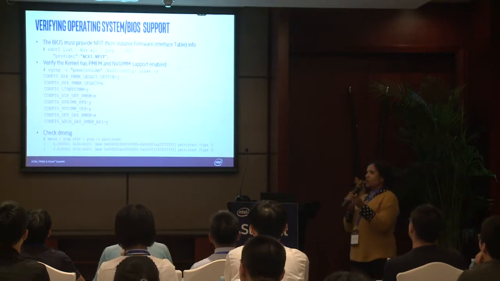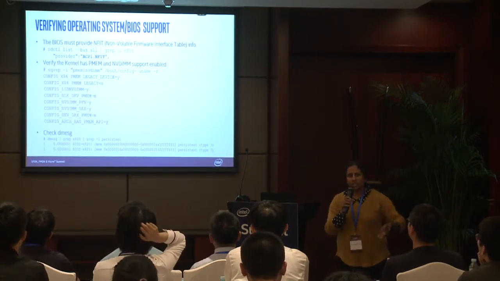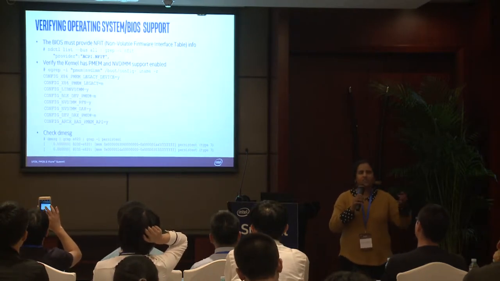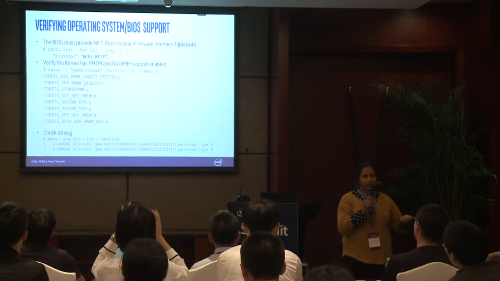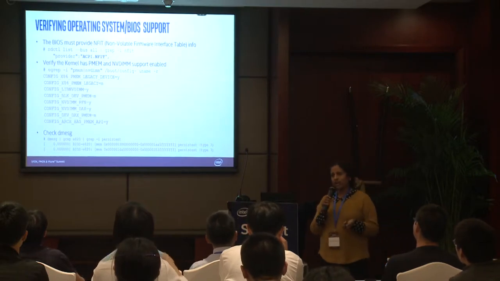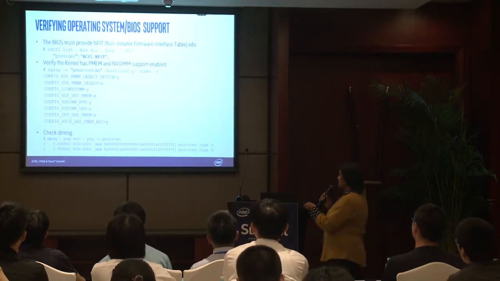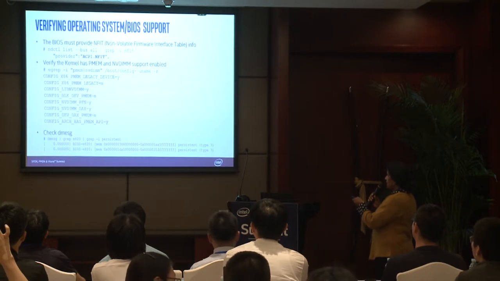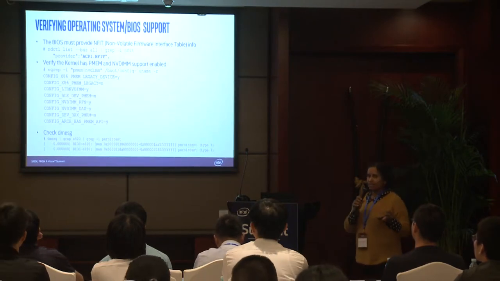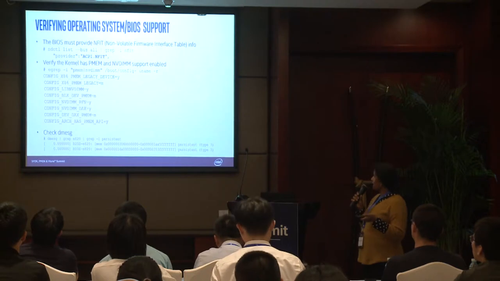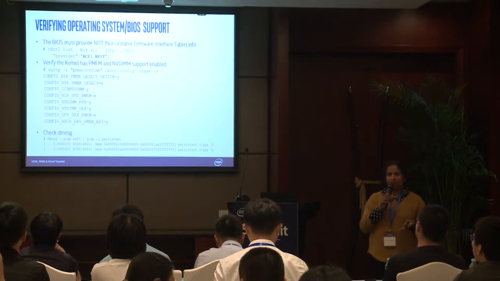So I talked about the modes, the utilities, and the commands, but you have a server in front of you and you don't know where to start. What's the first thing you need to do when you have a server with Optane DC persistent memory? You need to verify that your BIOS supports persistent memory. You also need to verify that your operating system kernel supports persistent memory. The way you do that is with a command called ndctl list. And your BIOS vendor on the platform needs to provide something called the NFIT table, the non-volatile firmware interface table, which identifies that the devices on the platform are persistent memory.